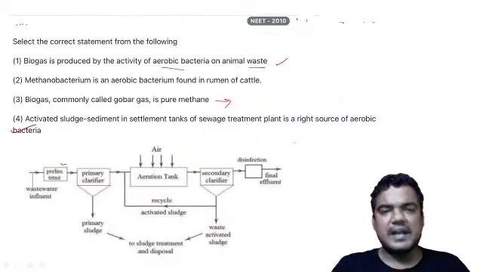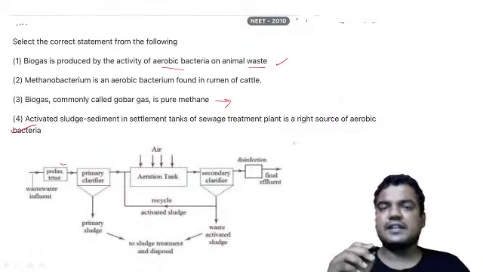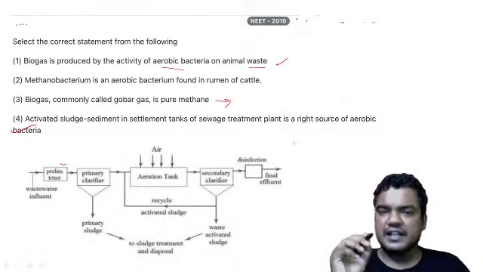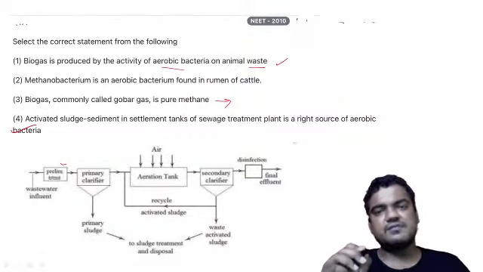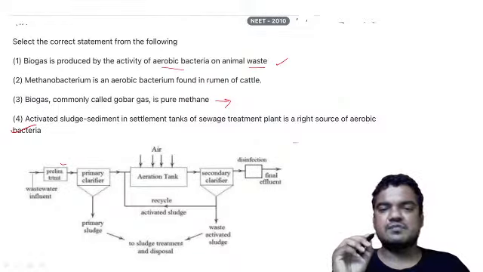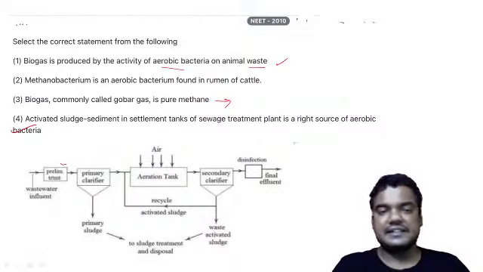And coming to the methanobacterium, yes, methanobacterium is found in the rumen of the cattle, where it is responsible for the formation of this biogas from the rumen of the cattle. But it's not an aerobic bacteria, it is an anaerobic bacteria.